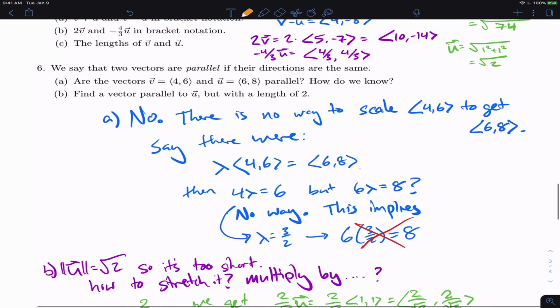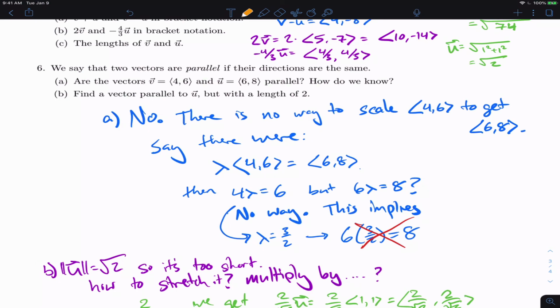So on to number 6. Is <4, 6> a vector that's parallel to u, the vector <6, 8>? And no, it's not hard to see why: you can't scale <4, 6> to get to <6, 8>. If you remember, we need to scale both components by the same real number.